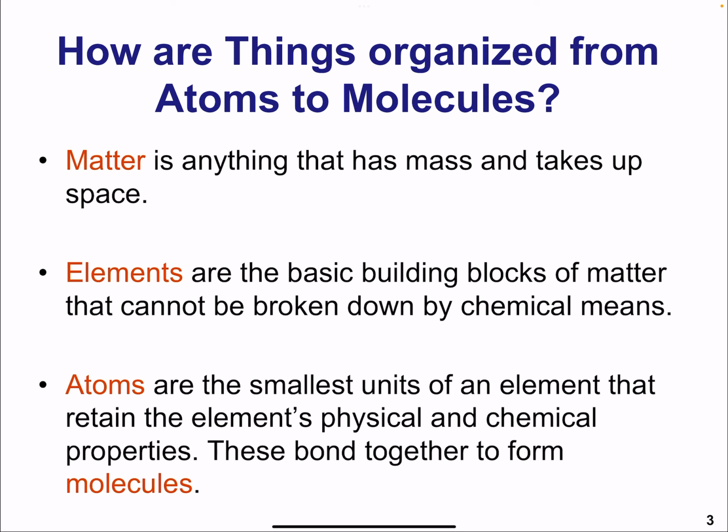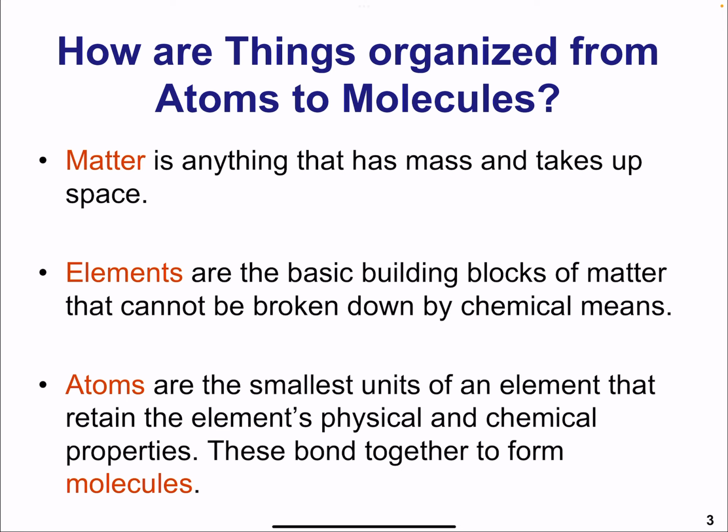Now, the first step we are going to make is to define matter. Matter is anything that has a mass and takes up space. Anything that is visible, anything that you can touch is matter. That matter is made up of elements: oxygen, iron, carbon, sodium, potassium are examples of elements. These elements are themselves made up of small building blocks that are called atoms.